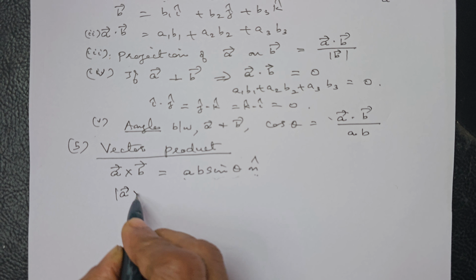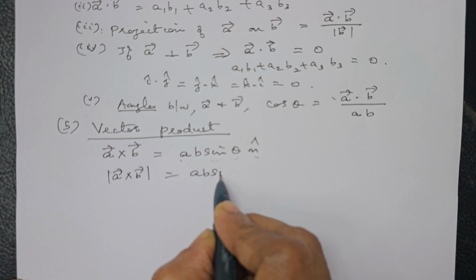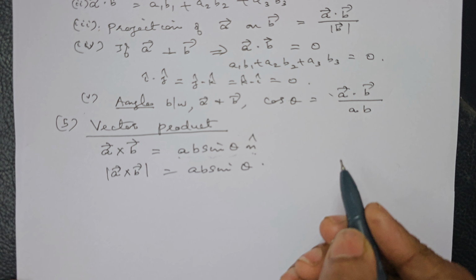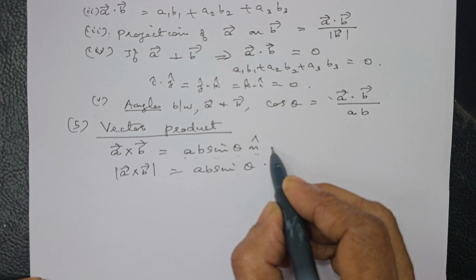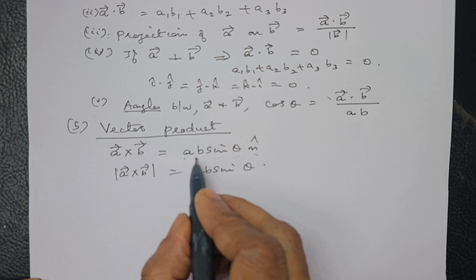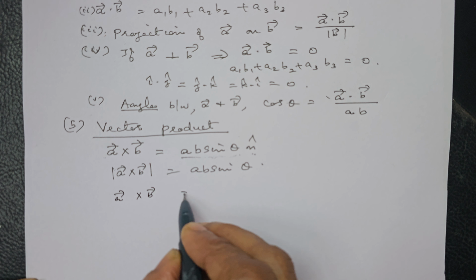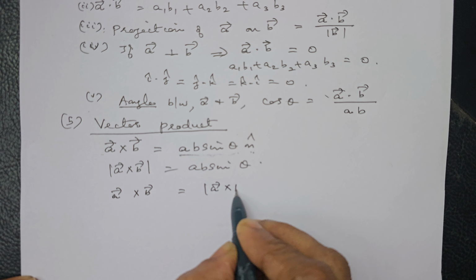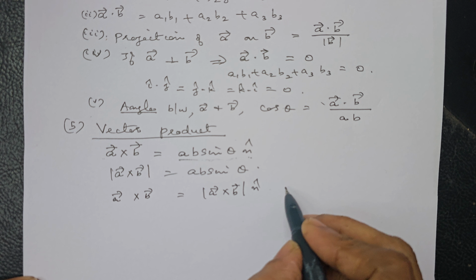Okay, then that means this is the magnitude of A cross B. What is the magnitude of A cross B? This is AB sin theta. So we can rewrite: A cross B is equal to the magnitude of A cross B into n cap. So the next question can come like this.